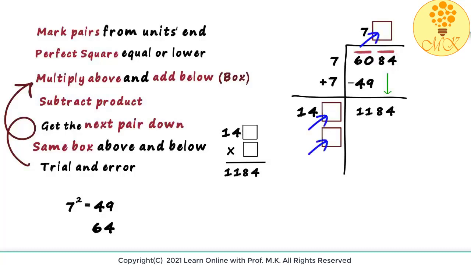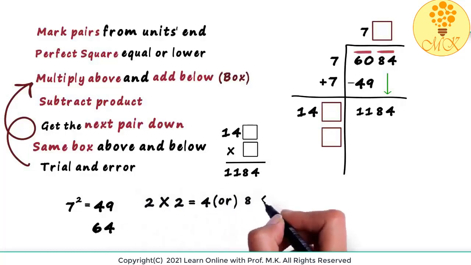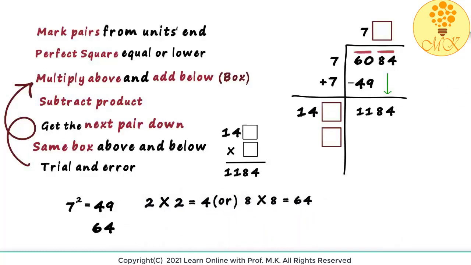We know all the boxes contain the same digit and any digit from 0 to 9 can be in it. That doesn't mean we try all digits one by one starting from 0 until we reach 9. Look at the units digit of the result we want. It's 4. So the product of the two digits in the boxes must have 4 as the units digit. So we narrow down our possibilities to just two choices. 2 times 2 equals 4 or 8 times 8 equals 64. Both have the units digit as 4.